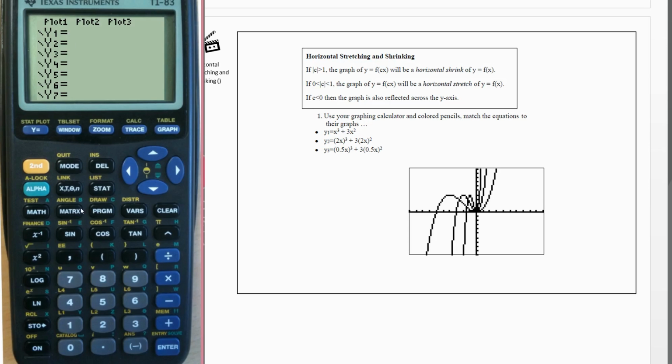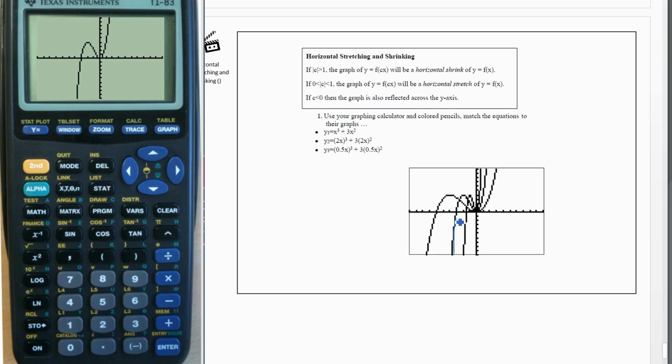We're going to look at x cubed plus 3x squared. Okay, and if we graph that, we have this function right here. Now, let's see what happens when we plug in a 2x wherever there's an x.